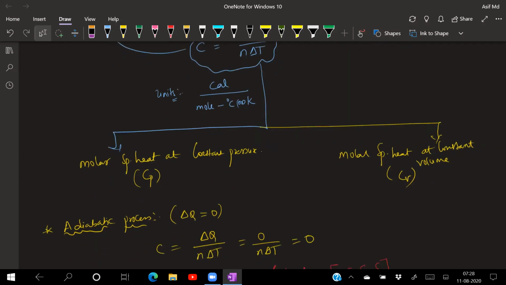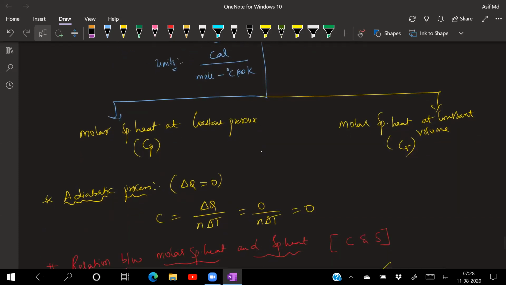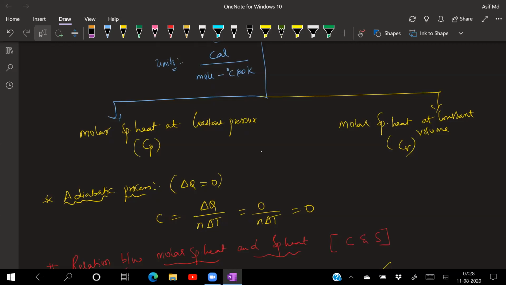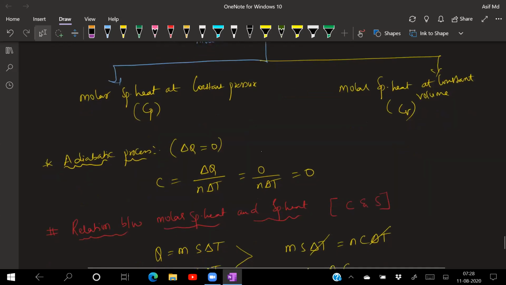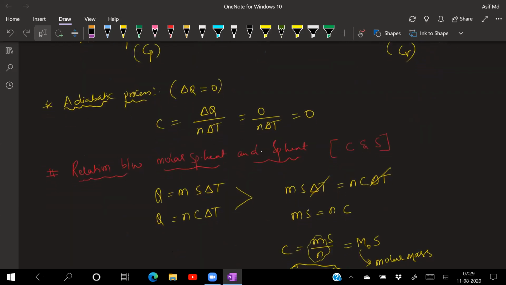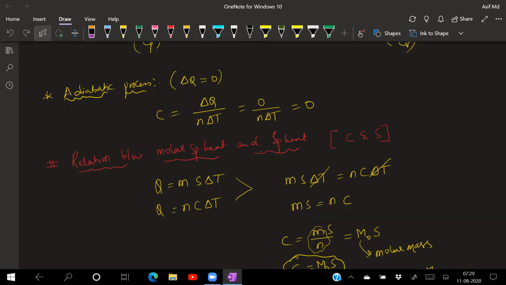Now next one is the adiabatic process. For an adiabatic process, delta Q is always equal to 0. So if delta Q is 0, C is equal to delta Q by n into delta T. So delta Q is 0, and 0 divided by anything is 0. If someone asks you what is the molar specific heat for an adiabatic process, the answer is 0.